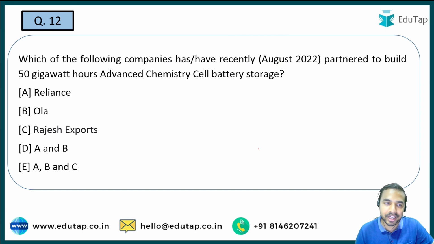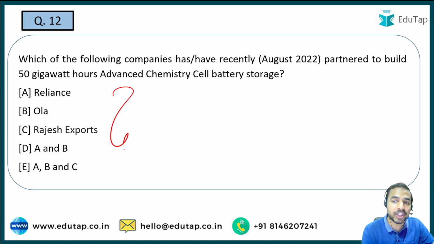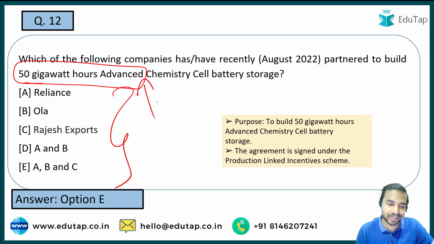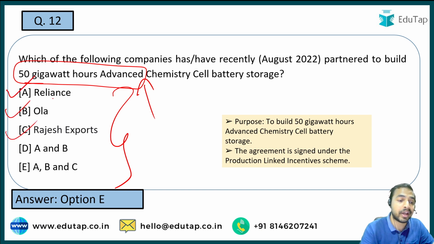Now the next question is, you are required to tell me the name of the companies which have partnered in order to build a 50 gigawatt hours advanced chemistry cell battery storage. So you are required to tell me the name of the countries who have partnered, sorry, the name of the companies which have partnered in order to build this 50 gigawatt hours of advanced chemistry cell battery storage under the PLI scheme. So guys, here the right answer to the question is option E, that is all of them: Reliance, Ola and Rajesh Exports.